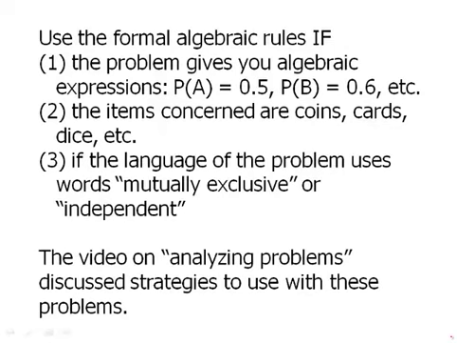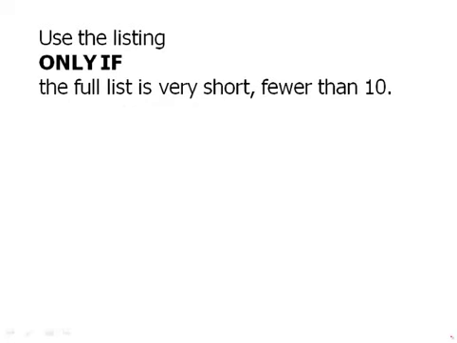Now, there was a previous video that we had on analyzing problems. That's one where we talked more in depth about which of the algebraic rules to use, sort of how to dissect a problem. Now, let's talk about some of the other techniques. Use listing only if the full list is very short, fewer than 10. And we have to be very careful here. If there are any combinations involved, combinations always make the number of choices go way, way up. Suppose we're talking about 5 books, and we're talking about putting the books in order. Well, right away, that's 5 factorial, which is 120. You're not going to list out 120 things.